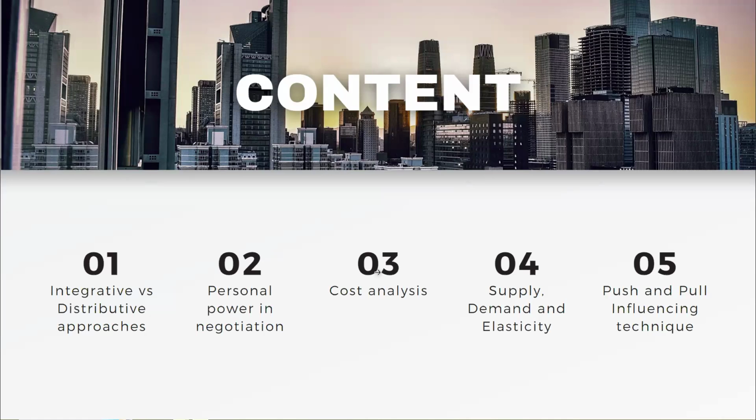The fourth topic is about some key microeconomic topics like supply, demand, and the elasticity of demand. Although the questions here tend not to be quite difficult, it could be a challenge to students as well, especially for students who never had microeconomics in college before. And the fifth topic is about push and pull influencing techniques.